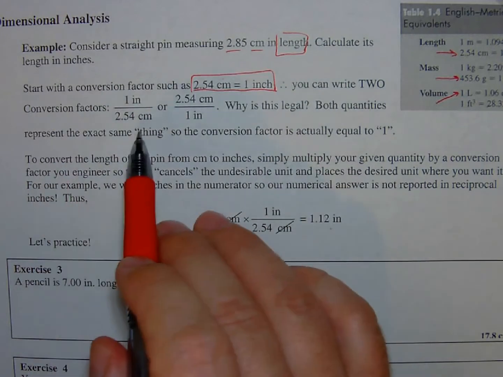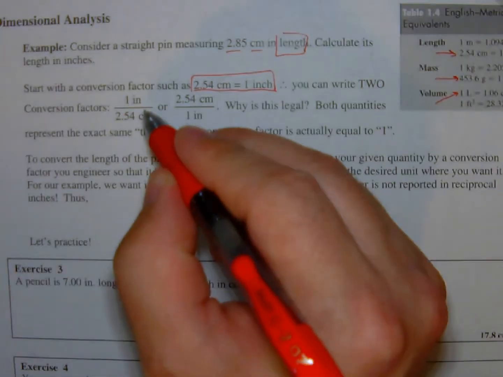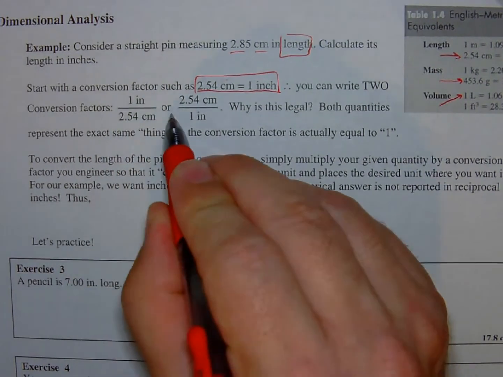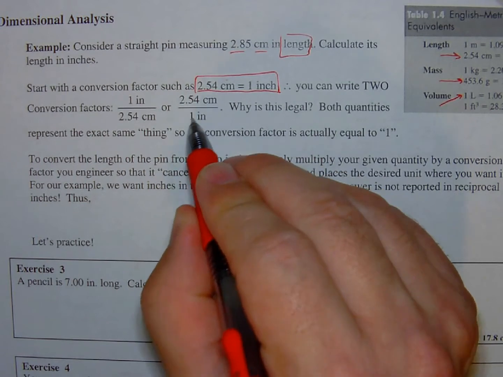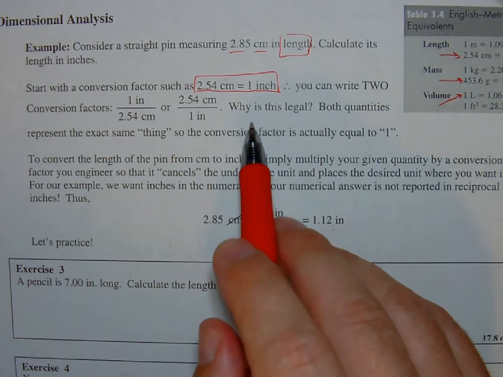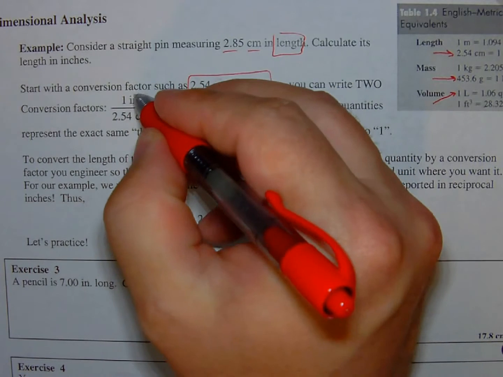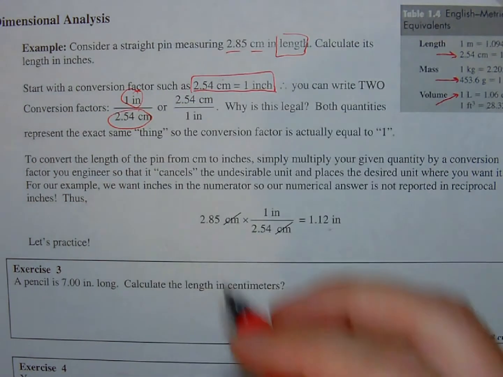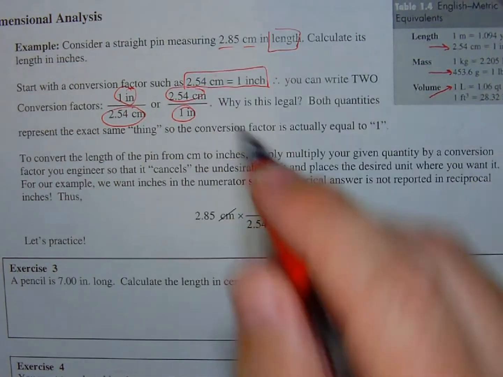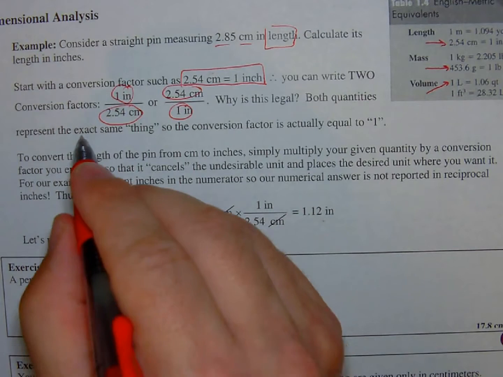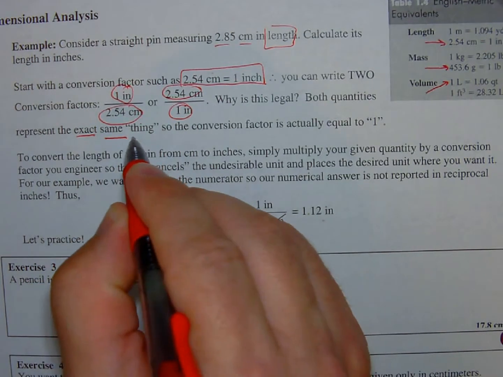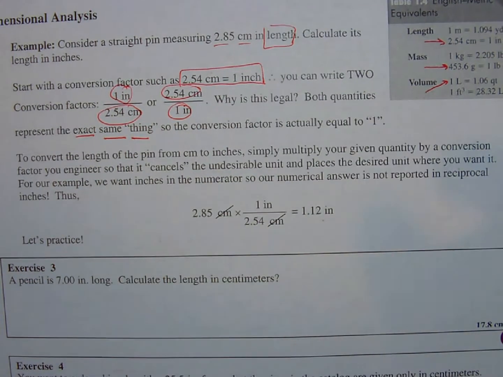You can write two different conversion factors, right? You can write 1 inch over 2.54 centimeters, or you can write 2.54 centimeters over 1 inch. Now, let's remind ourselves, why is this legal? It's because both quantities represent the exact same thing, the exact same quantity, length.